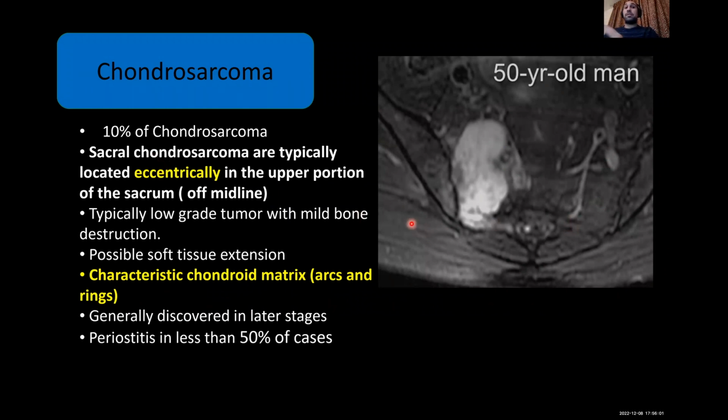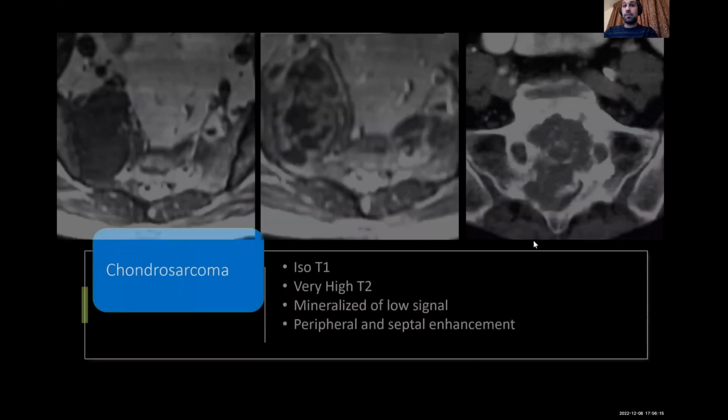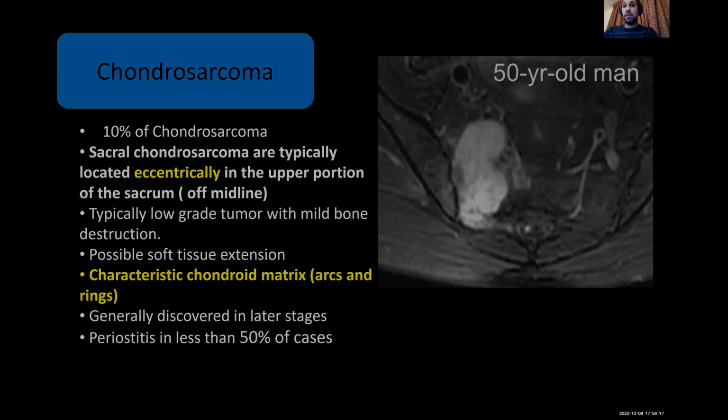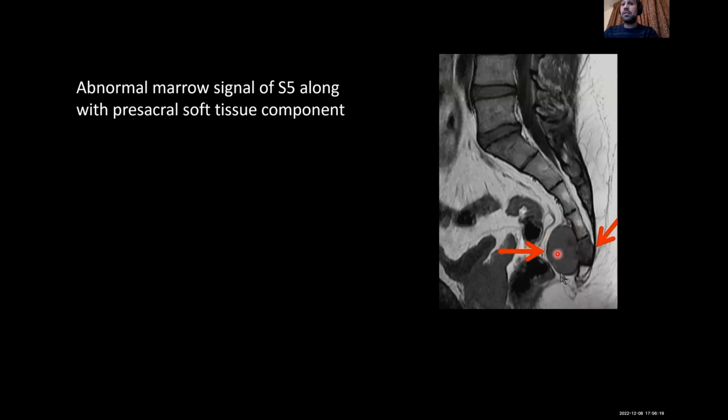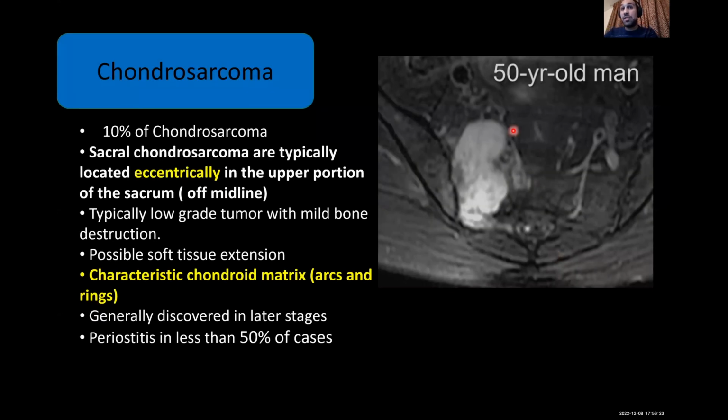This is most likely a chondrosarcoma. Here there is a sacral chondrosarcoma, eccentrically located in the upper portion of the sacrum, off midline. This other lesion is a midline lesion, so this is chordoma, not chondrosarcoma. I just want to show you the difference between these things.